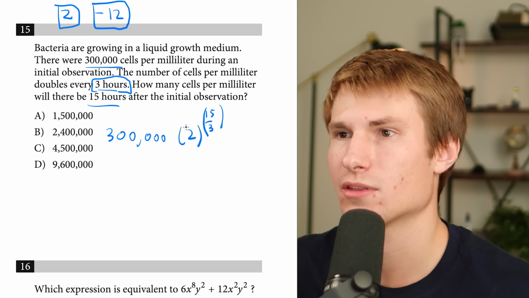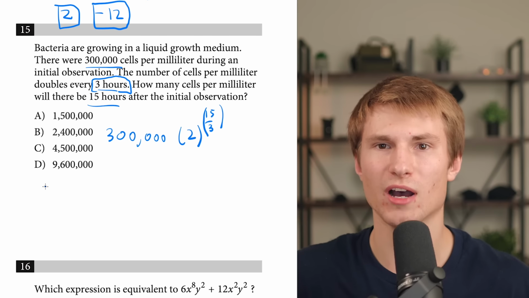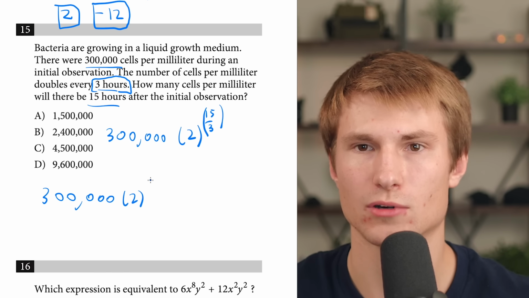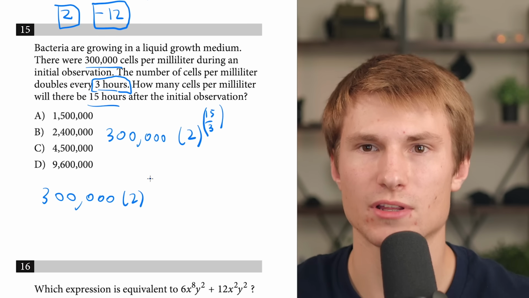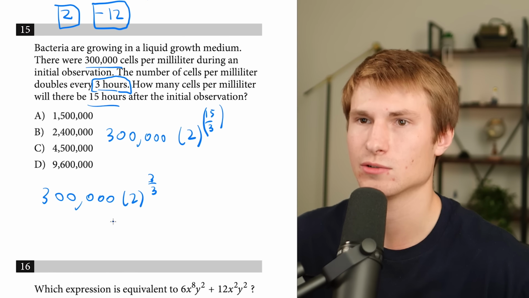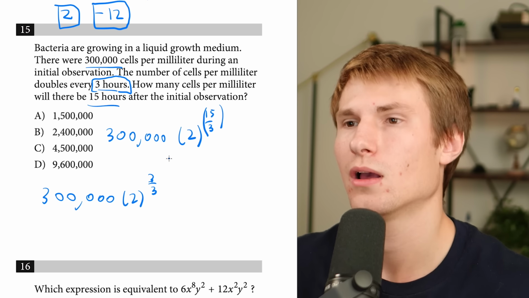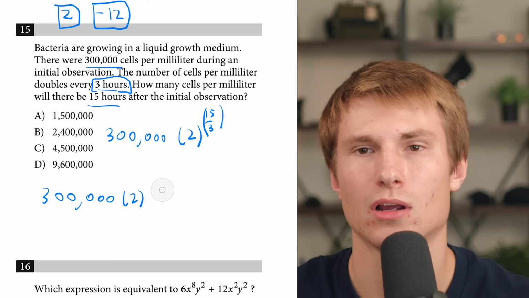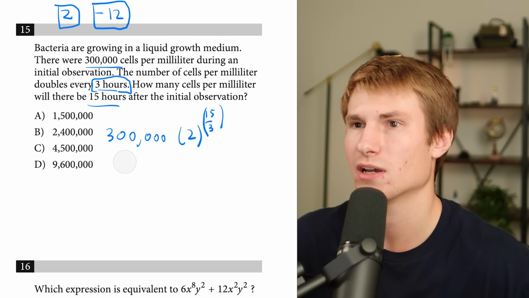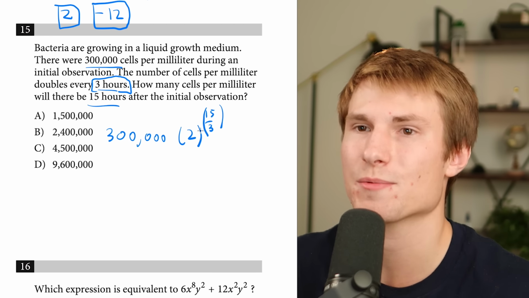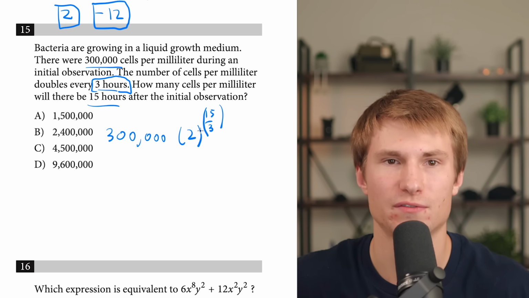Since we're doubling every 3 hours, a good way to think about this is the following. We have 300,000 with a growth factor of 2. If we're doubling every 3 hours and we had 3 over 3, we'd have 300,000 times 2, which gives us 600,000, so we'd be doubling. That's why we need that denominator of 3, because we're doubling every 3 hours, not every single hour. With that being said, how many cells per milliliter will there be 15 hours after the initial observation? Well, that's where we get that numerator of 15. So now we get that 15 over 3.